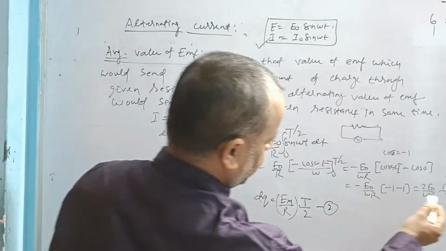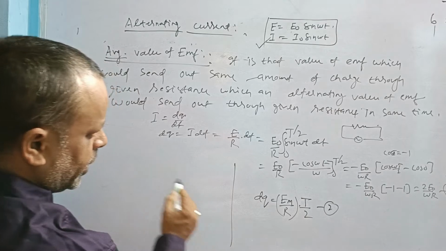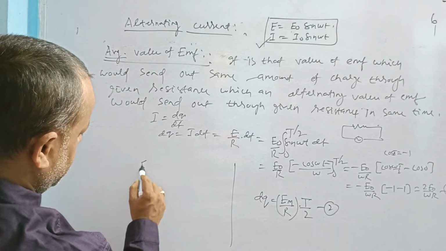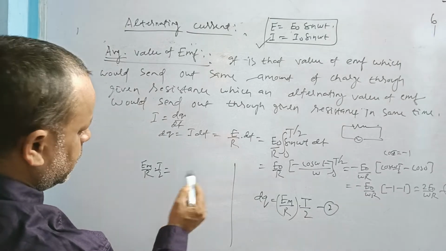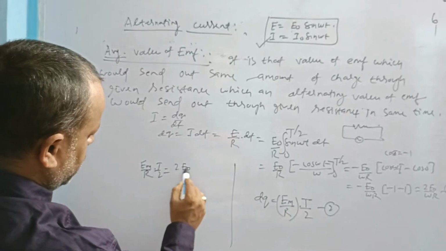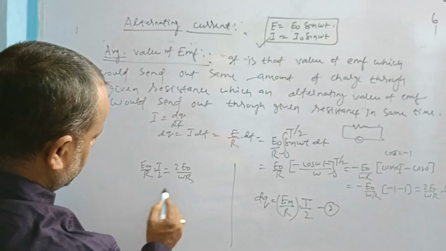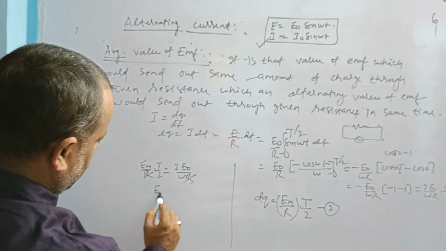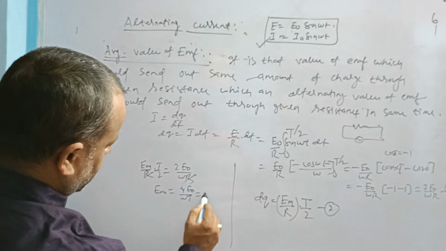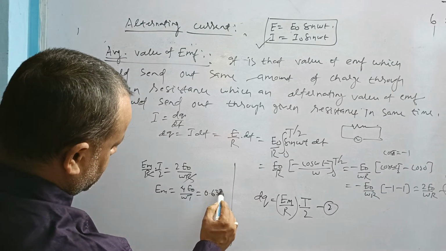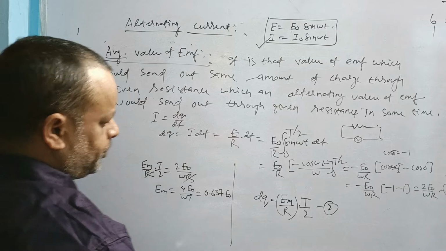So we equate them out. What do we get? This is EM by R into T by 2. This is 2 E naught upon omega R. So R gets cancelled out. EM is again 4 E naught upon omega T. It is again coming out to be 0.637 E naught.